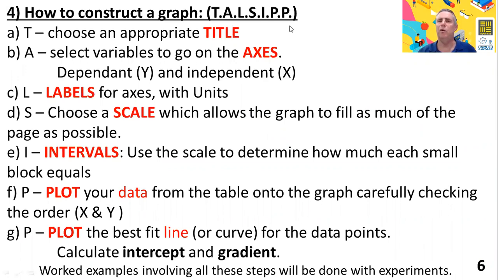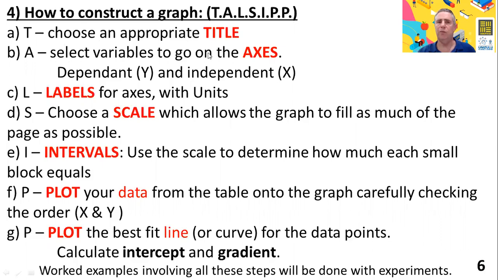Now, of course, that's not a real word. It's a made-up word, but perhaps that'll actually help you to remember it even better. It's an acronym, and each letter stands for a different word. So when you're going to draw a graph, start by choosing an appropriate title. That might be current versus voltage.